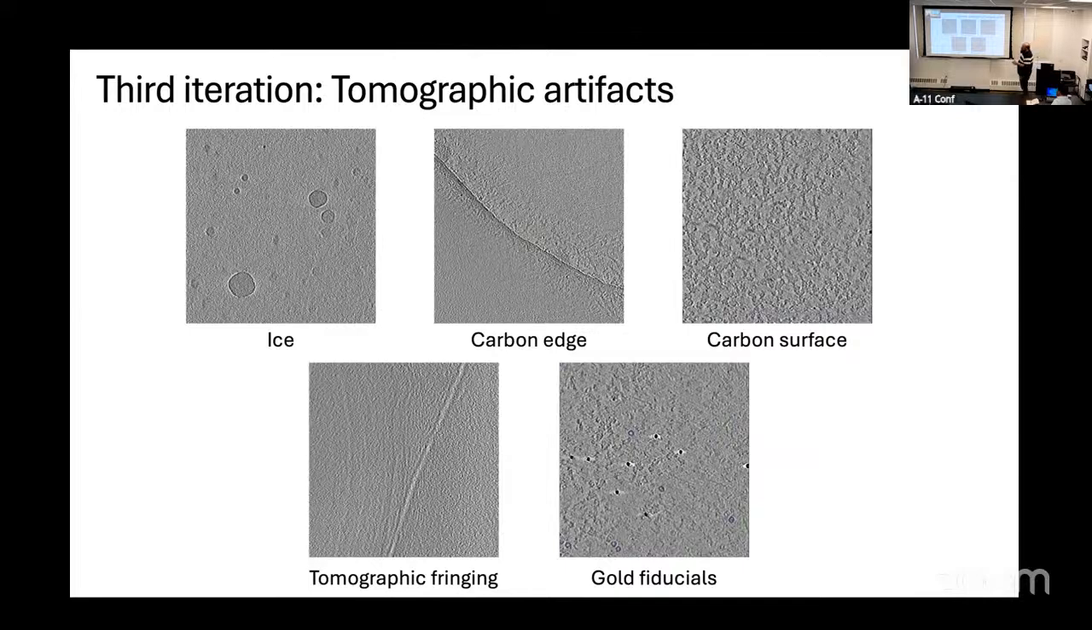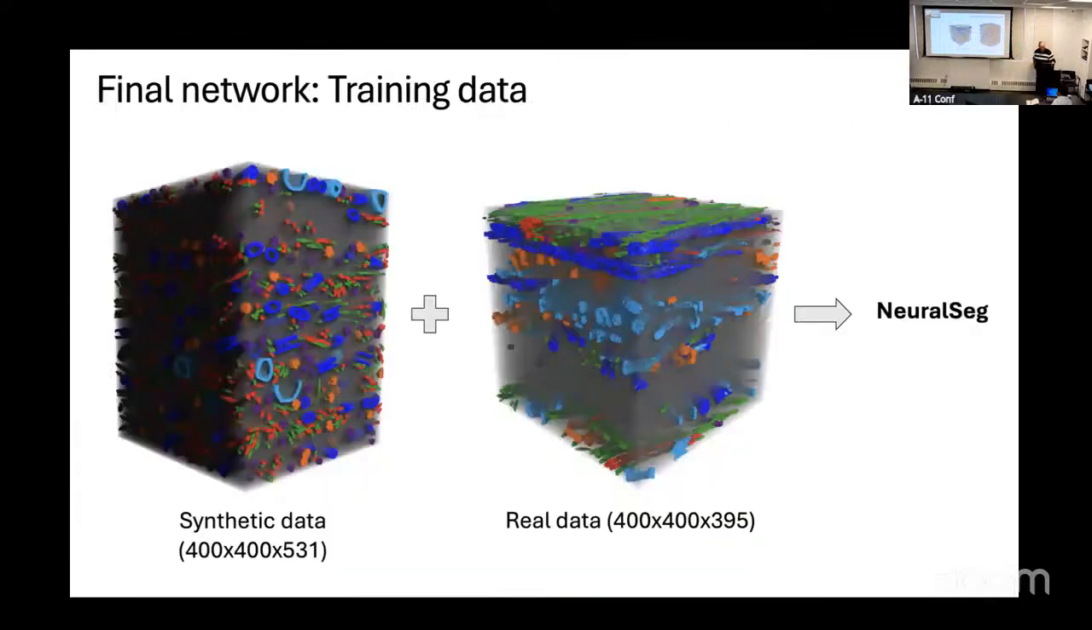And then on top of that, what I haven't shown you is that it finds all kinds of junk, right? Like the top of your ice, the carbon surface, the edge of the carbon. So we had a final iteration where we went in and picked those sorts of things out of our tomograms, like ice on the surface. And we just collapsed all of that into a background class and fed that back into our final network, which has this very gray block in here where it's all background.